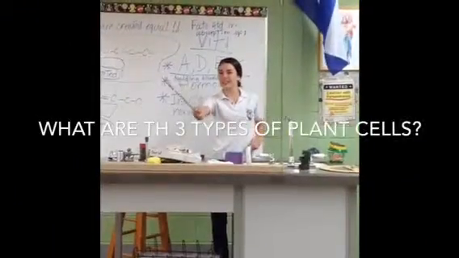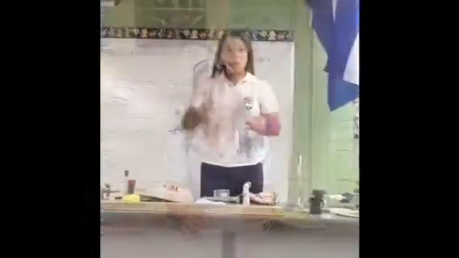What are the three types of plant cells? The three types of plant cells are parenchyma, sclerenchyma, and collenchyma. What are the three types of tissue systems? The three types of tissue systems are dermal, ground, and vascular.